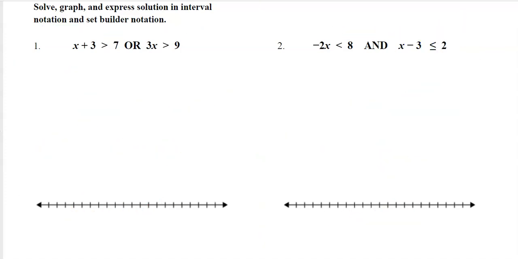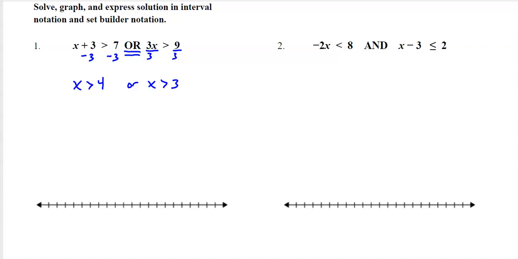So here we go. Let's look at this one. It says x plus 3 is greater than 7, or 3x is greater than 9. So again, we're thinking about ors here. Well, let's just solve them separately. On the left, I'm going to subtract 3 from both sides. So I have x is greater than 4, or, on this one, I'm going to solve it by dividing both sides by 3, or x is greater than 3.